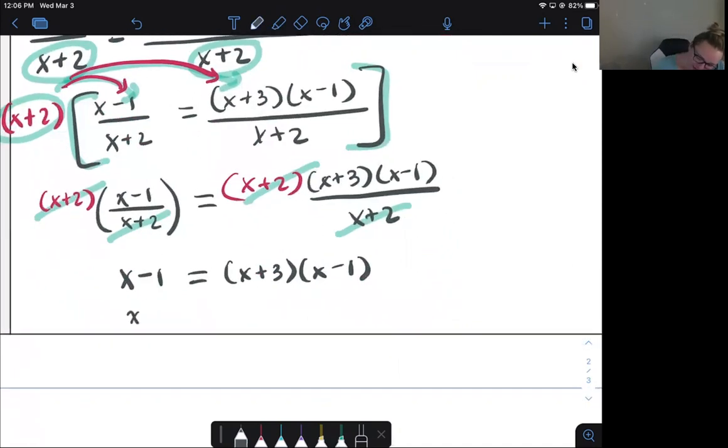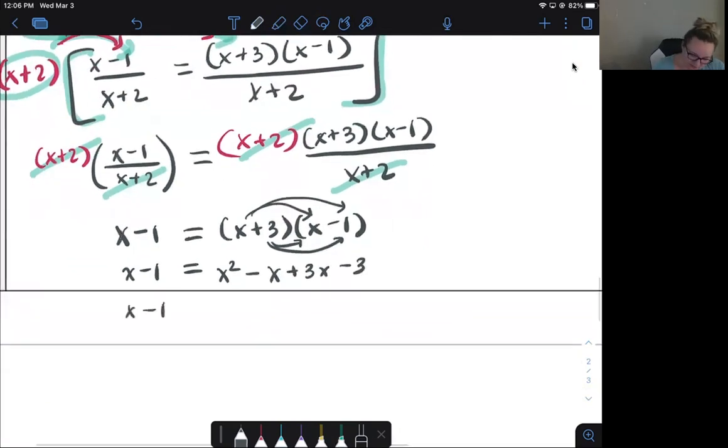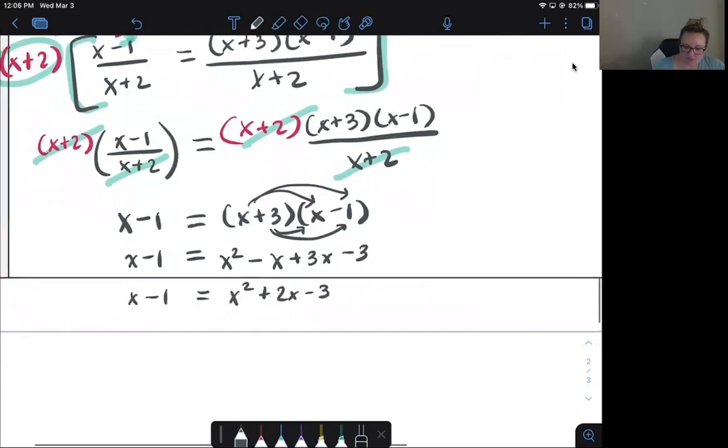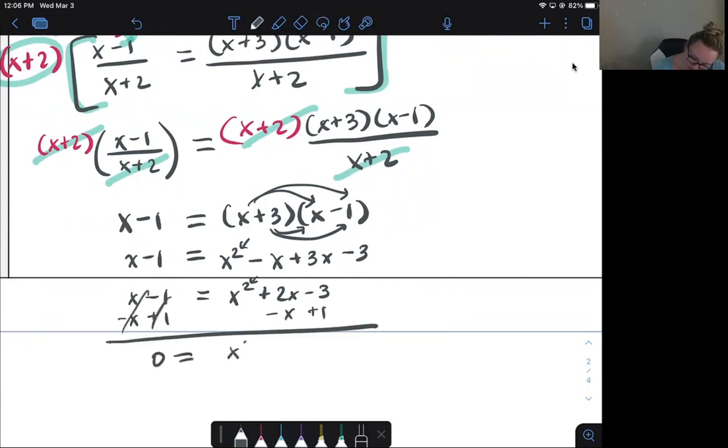So we've got x minus 1 is equal to, we're going to do a bunch of distribution, x squared minus x plus 3x minus 3. So x minus 1 is equal to x squared plus 2x minus 3. I have a degree 2 function here, so I want it to be equal to 0. So I'm going to subtract the x and add the 1 to both sides. I'm going to get 0 equals x squared plus x minus 2.